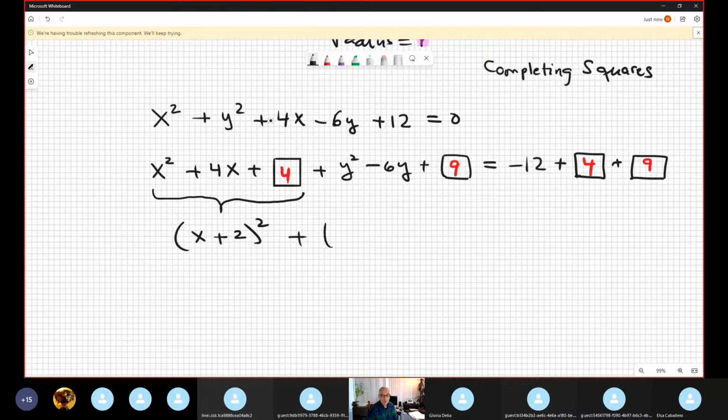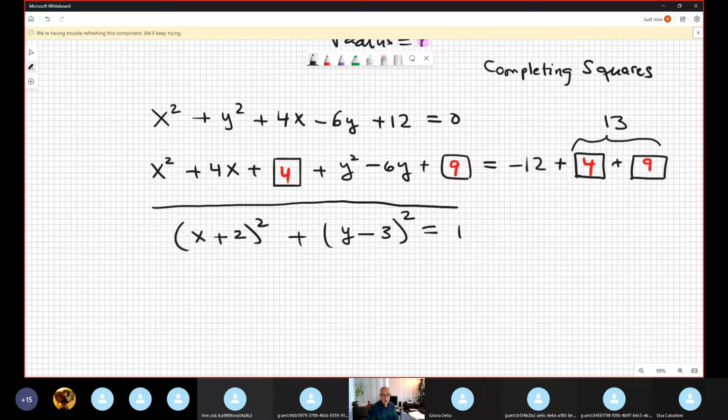Plus y minus, because the dominant sign is the first, 3 squared. Equal, on the right-hand side we have 4 and 9, which is 13. And 13 minus 12 is 1. Boom! And this is my new equation, expressed in standard form. And this is 100% equivalent to the original.